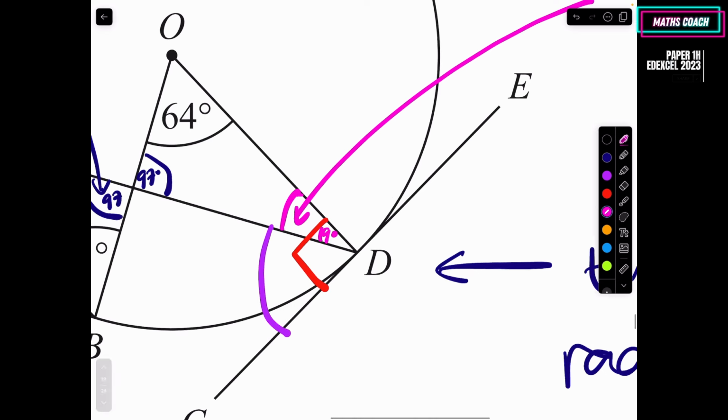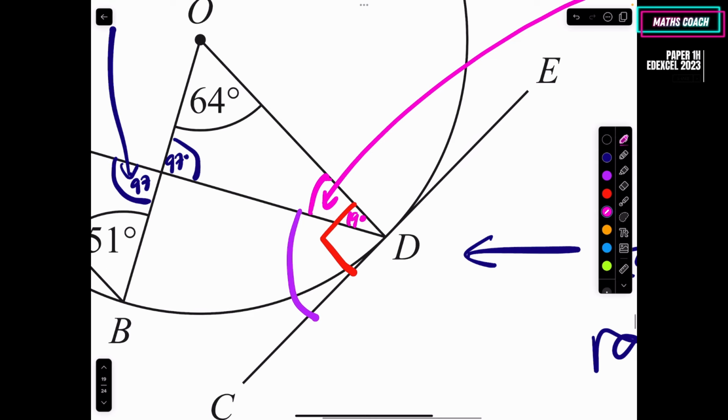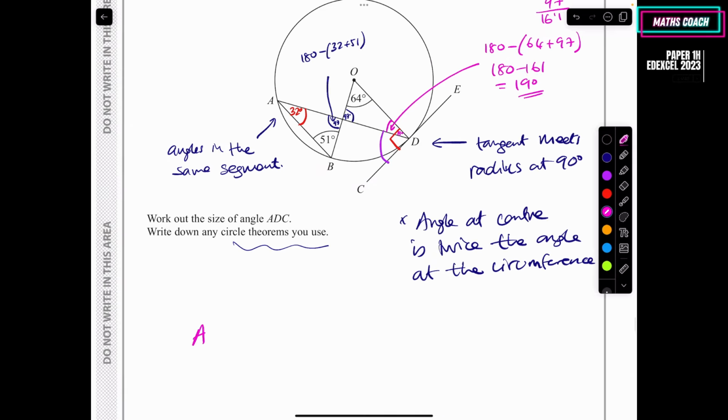Okay, what we've got here, look, this whole thing is 90. We know that this is 19 degrees, and we try and work out our purple one. Can you see what's going on? That's going to be what now? So angle ADC is going to be 90, take away the 19 degrees, and that is 71. Okay, there you go.